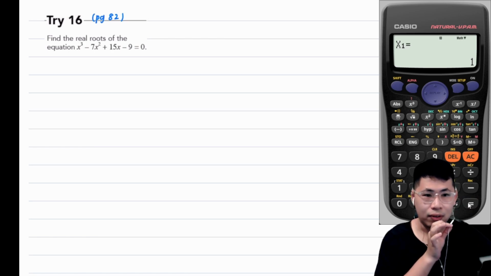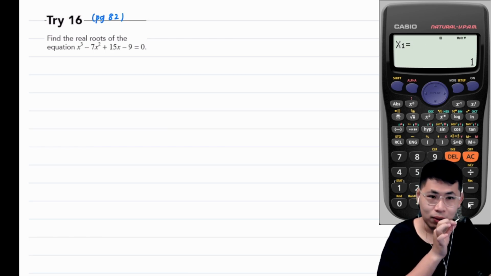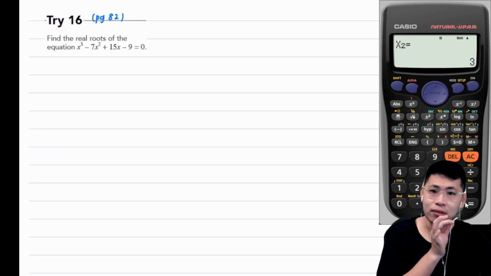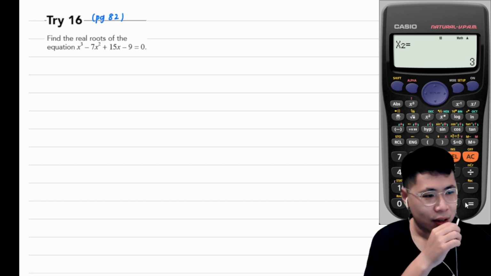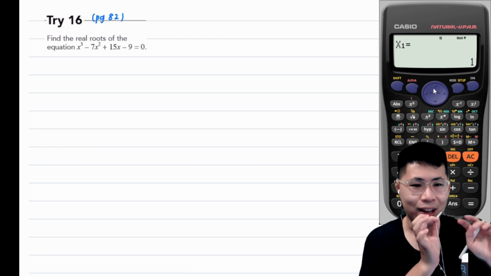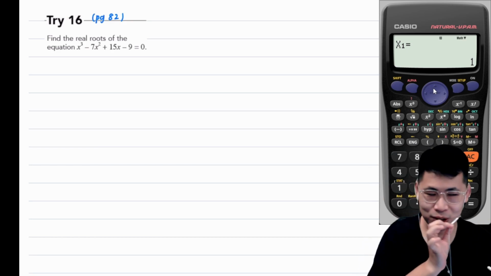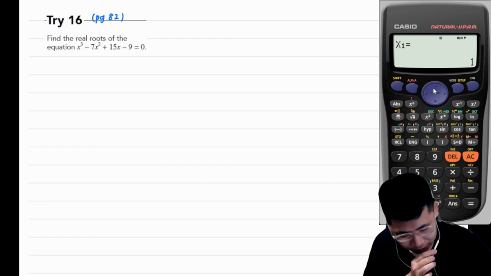Okay, so we have our first root is 1, second root is 3, and we only have 2 roots over here. Just nice. Okay, so for this question, let us guess and check. So-called guess and check that 1 is going to be our root. Okay, so let us put in by guessing and checking.